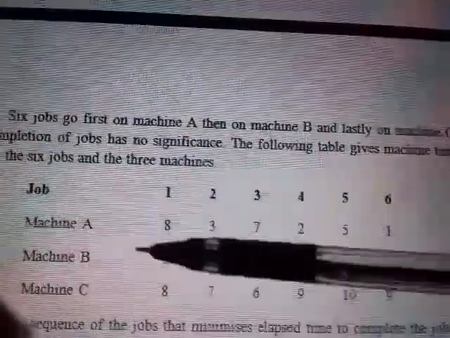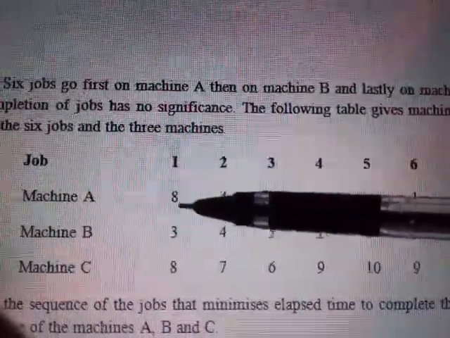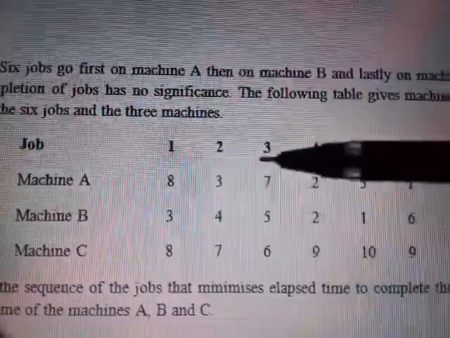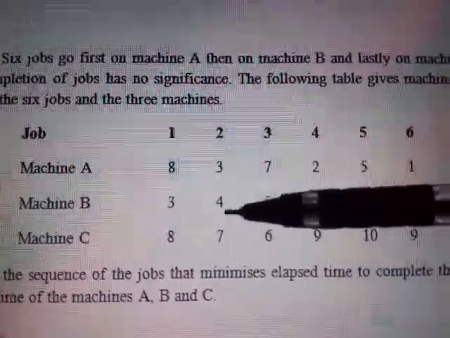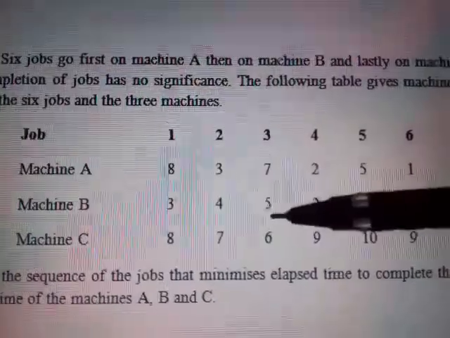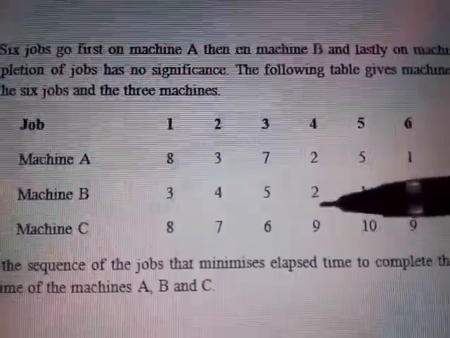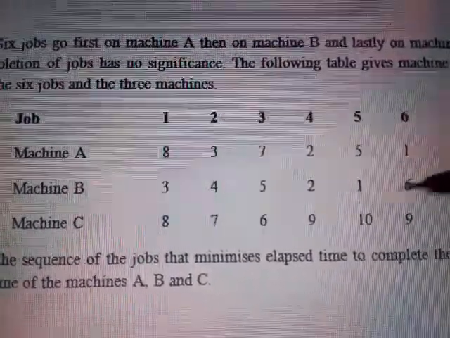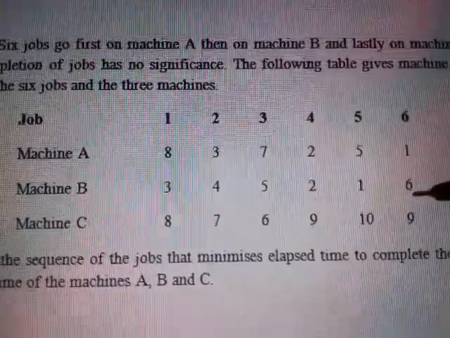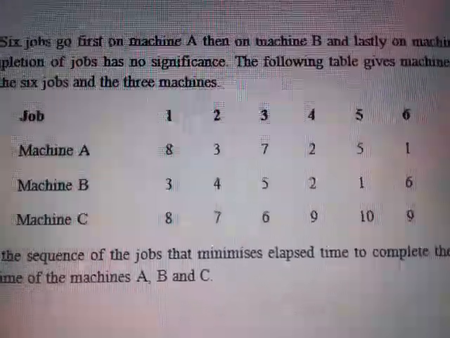Now take down this: machine A and B, add them. 8 plus 3, 11. 3 plus 4, 7. 7 plus 5, 12. And 2 plus 2, 4. 5 plus 1, 6. And 1 plus 6, 7. That you consider as G.